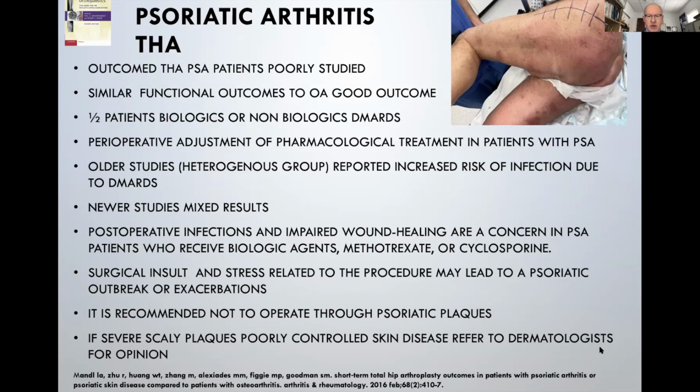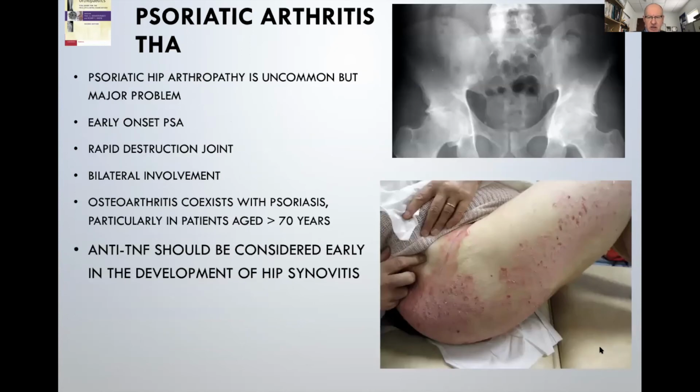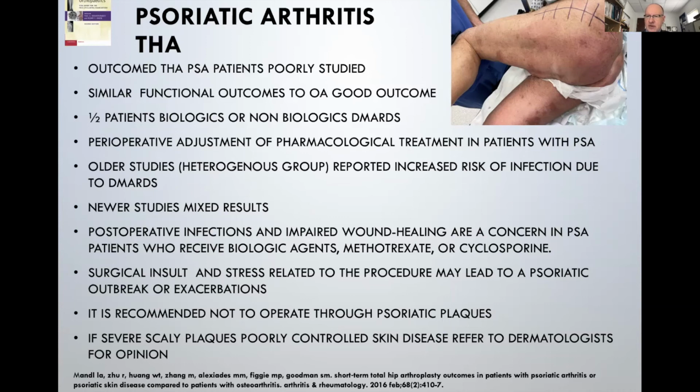Postoperative infections and impaired wound healing are, however, a concern in psoriatic arthritic patients, and especially those that receive biological agents, methotrexate or cyclosporine. The surgical insult and stress of the procedure leads in many instances to an outbreak or exacerbation of the skin condition. It's recommended not to operate through psoriatic plaques. If there's severe scaly plaques in poorly controlled skin, refer the patient on to the dermatologist for opinion and management. So this patient, in the previous slide, had very poor disease control, and I deferred surgery, saw them back in clinic, and when it was under control, then we went ahead with an operation.